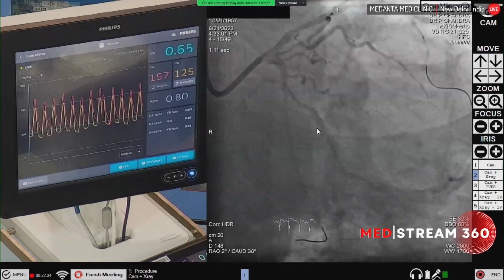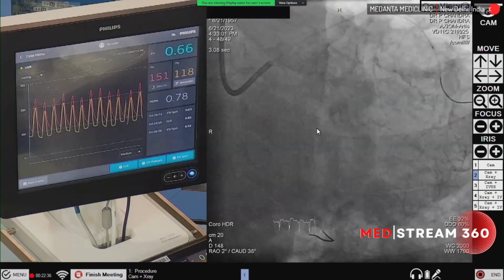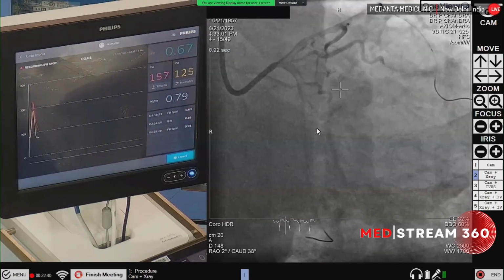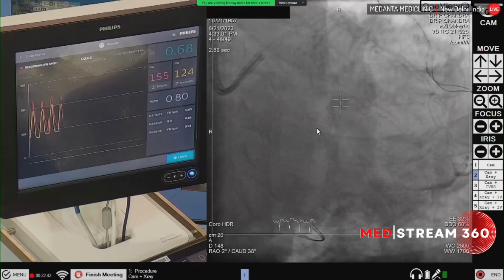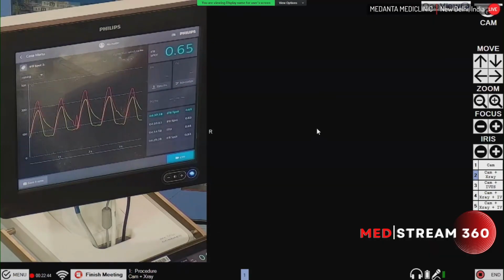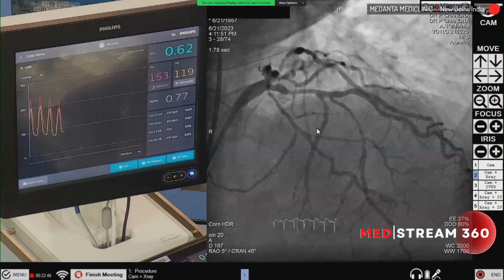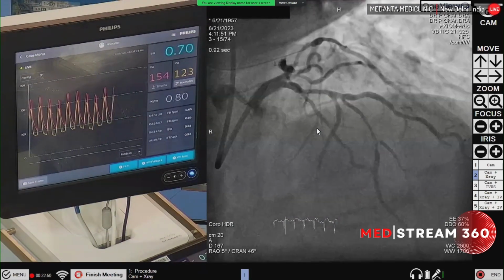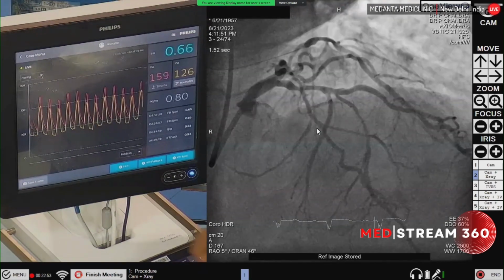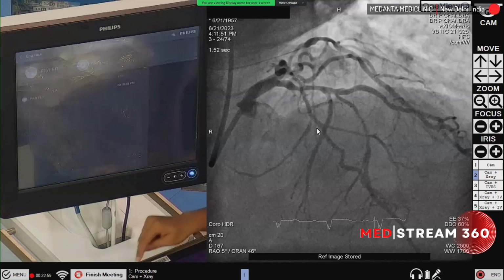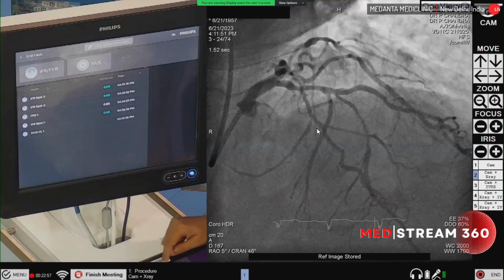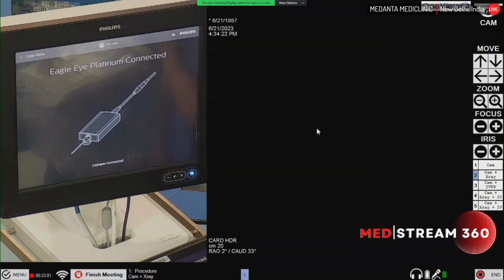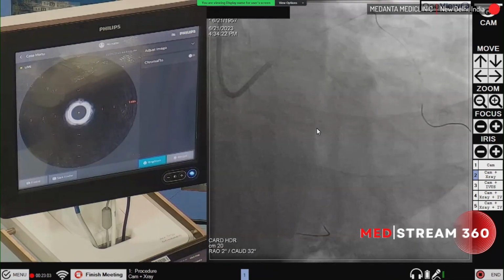The plan is to dilate this LAD first with a normal balloon, a high pressure balloon. This is 2.25 into 10, 2.5, 15. Okay. So it's a 15 millimeter balloon. And now the question is whether we should put a stent in the LAD or do a drug eluting balloon. We will decide.